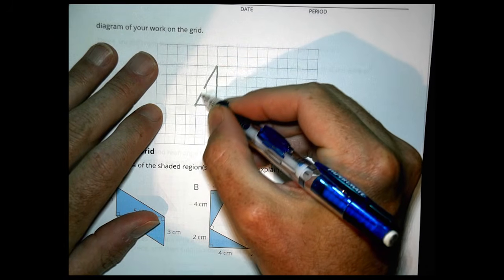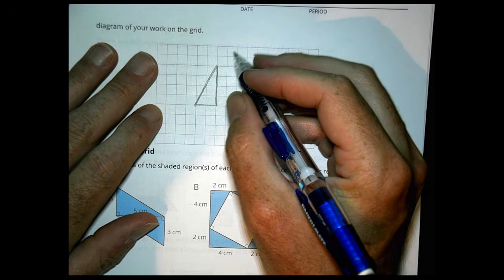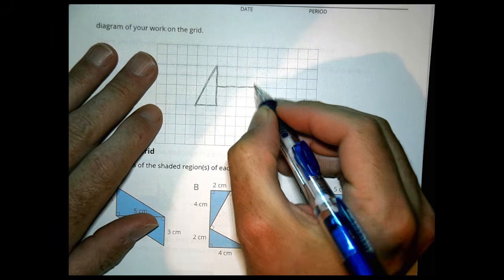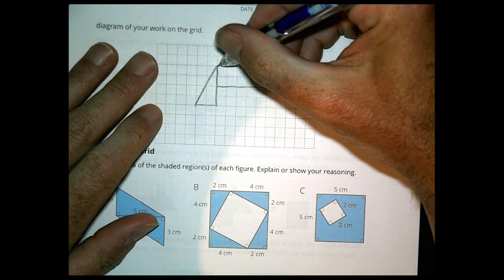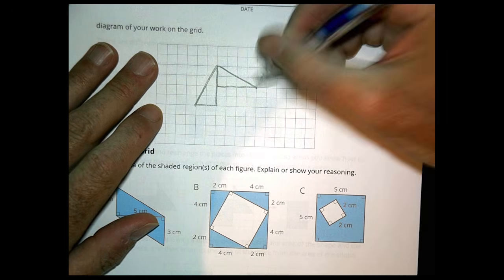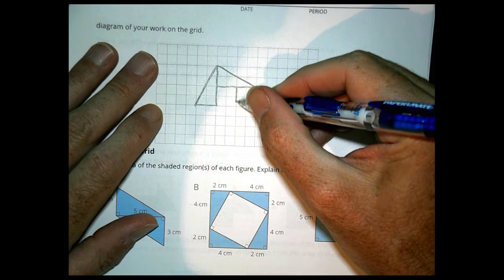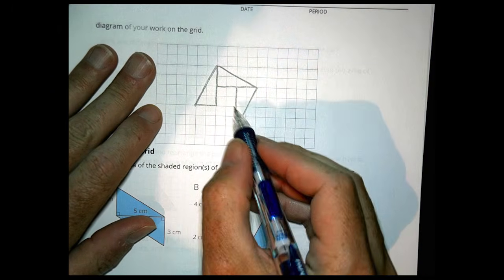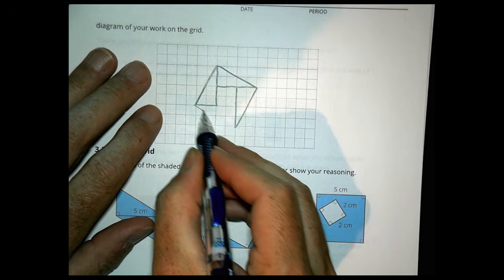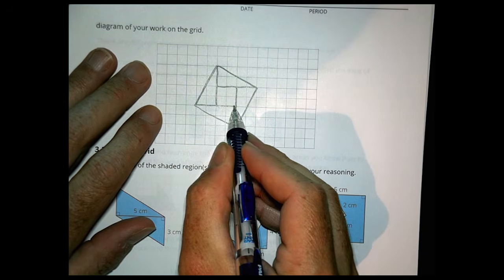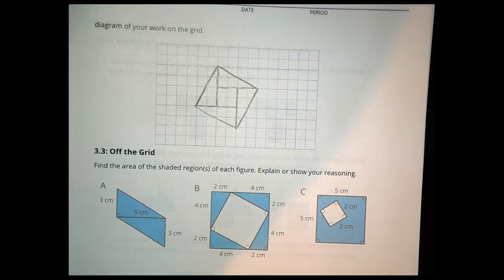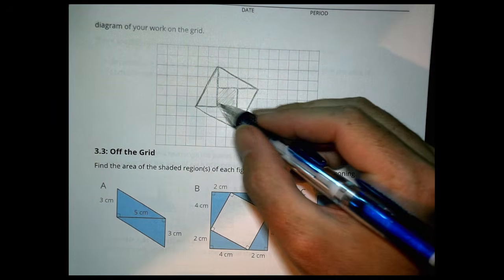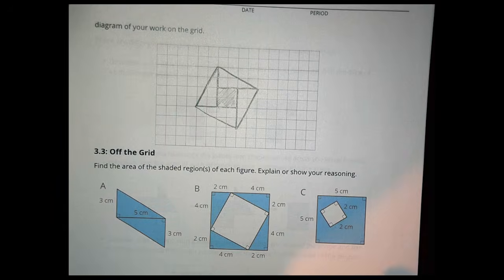Oops, like so. All right, and then 1, 2, 1, 2, 3, 4, and then we go out like so, and 1, 2, 1, 2, 3, 4, out like so, and then 1, 2, 3, 4, and 2, and there we go. So that's what we have. So there's our square in the middle with our 2 by 4 type of triangles.